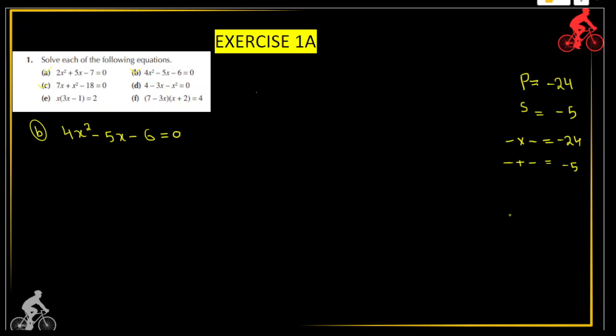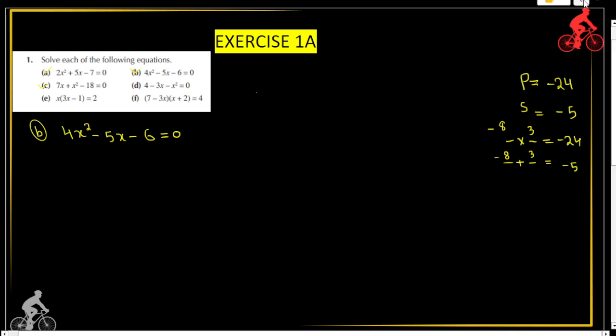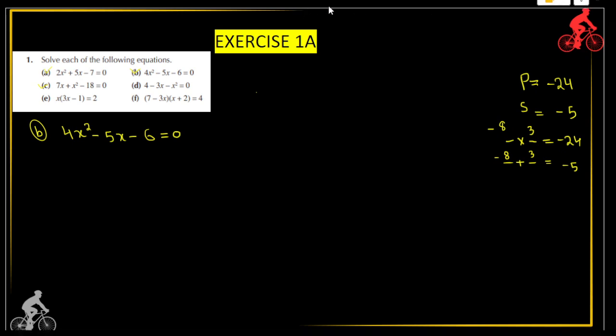The difference of 8 and 3 is 5, and the product 8 times 3 is also 24. So one of them should have the negative sign, as we need negative 5, so the bigger number should have the negative sign. So negative 8 plus 3 satisfies both of the conditions. Now we will just break the mid-term.